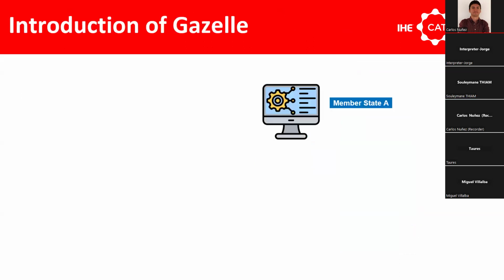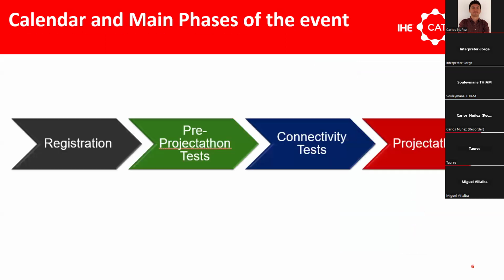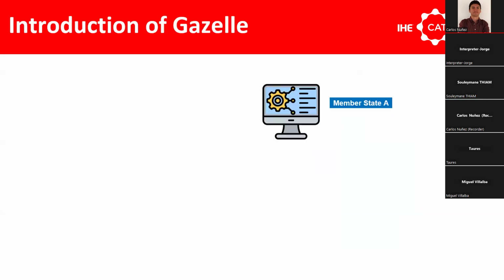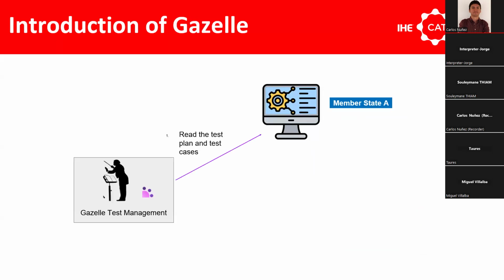So globally, this is the calendar. Just to give you step by step before I come to the registration, I will focus on the preparatory testing, the pre-projectathon testing. For the pre-projectathon testing, we have a member state A. It can be Belize, Colombia, Brazil, or Argentina. The first thing to do during the preparatory stage for each member state is to get access to Gazelle Test Management. Gazelle Test Management is the core of Gazelle. I will come to this tool at the end of the presentation.